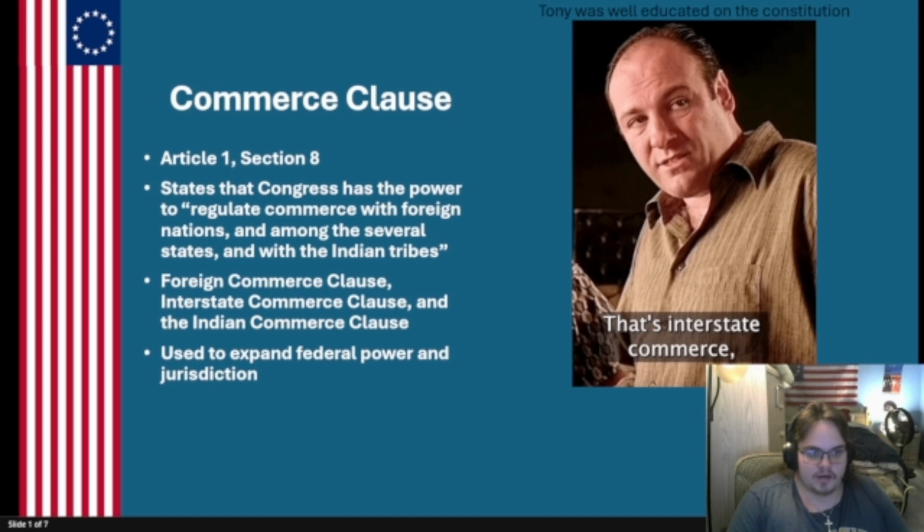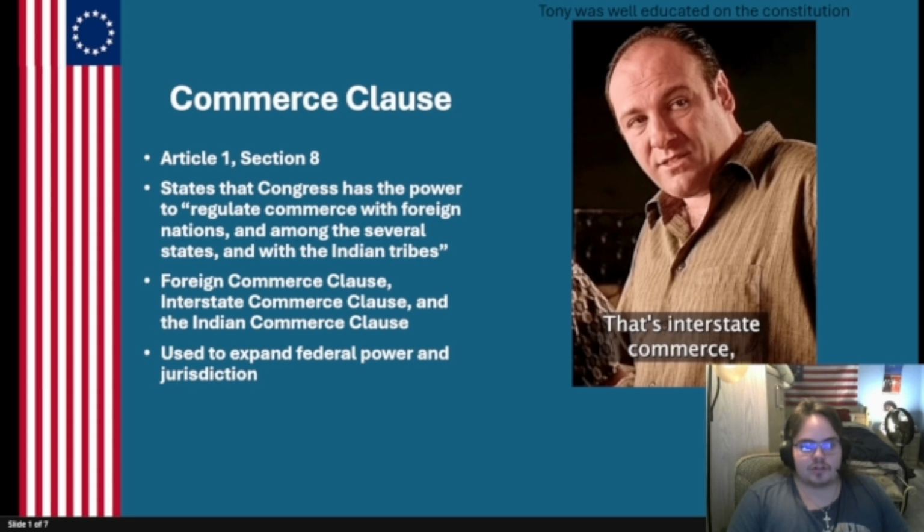Alrighty, guys, so let's get into it. What exactly is the Commerce Clause? Well, the Commerce Clause is found in Article 1, Section 8 of the U.S. Constitution, and it states that Congress has the power to regulate commerce with foreign nations and among the several states and with the Indian tribes. And what I just read to you actually comprises the three different commerce clauses that people usually refer to, and those are the Foreign Commerce Clause, the Interstate Commerce Clause, and the Indian Commerce Clause. And what we're most interested in today is actually the Interstate Commerce Clause. Of course, interstate meaning between the states.